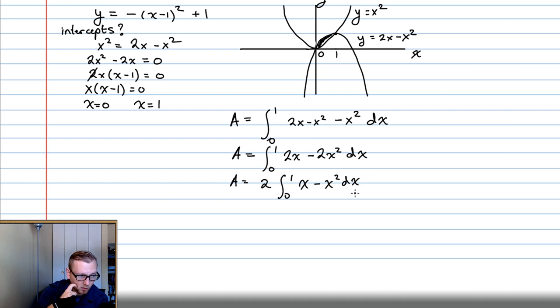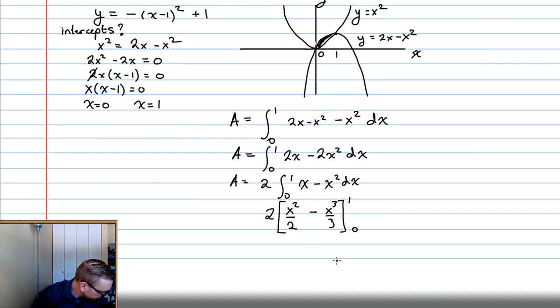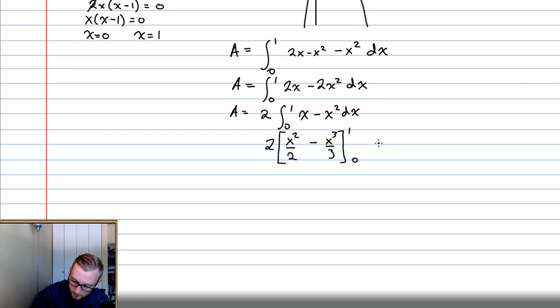Now let's integrate. Integral of x is what, x squared over 2. And the integral of x squared is, well, that's x cubed over 3. And don't forget, we are still multiplied on by a 2, and we are evaluated from 0 to 1. Okay. Let's evaluate.